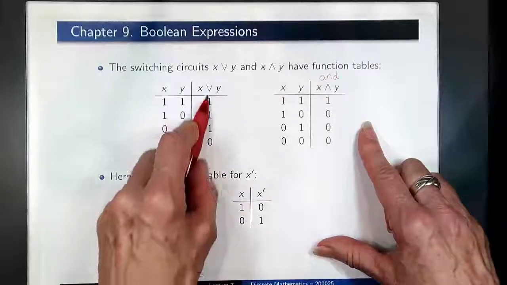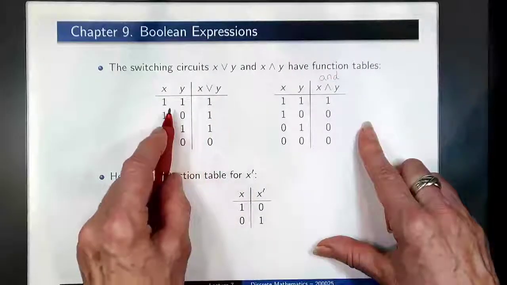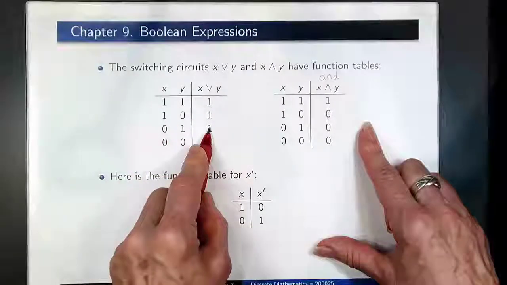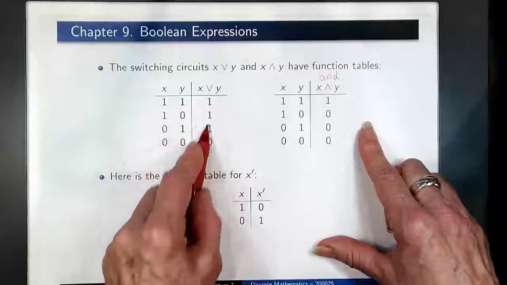Here, you have a 1 when you have x or you have y. You have both of them here, so it's a 1. You have x here, it's a 1. You have y here, it's a 1. As long as you've got x or y, you've got a 1 here.